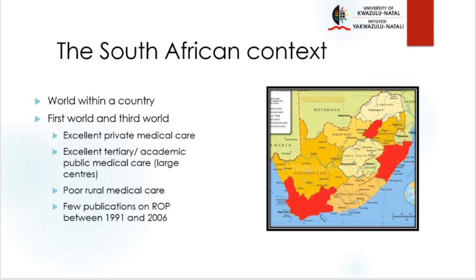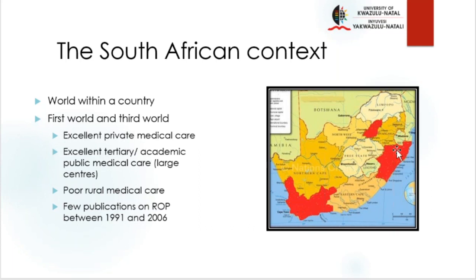not always that great. If you look at previous publications on the theme of ROP in South Africa, you'll find that between 1991 and 2006, there were 4 publications, all 4 from academic institutions, 2 from Gauteng province, which is the small, highly populated province in the north of South Africa, and 2 from the Western Cape, which is also the highly developed part of South Africa. None were from KwaZulu-Natal, which is the province on the east coast where I am from.